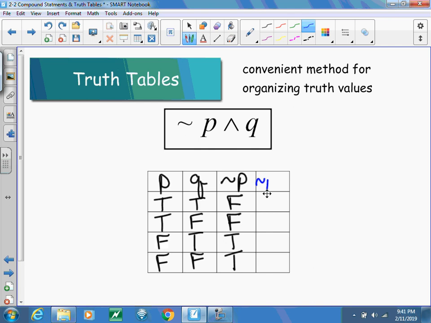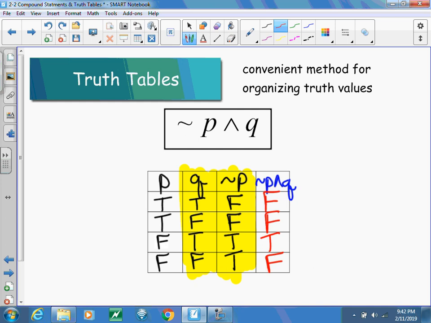Now what I can do is in my last column here, I can do the conjunction of them, the negation of P and Q, which means that we're going to take the negation of P, which is this column here, as well as Q, and we're going to look at the compound statement between the two, so we are looking at and. The only way it can be true is if both are true. So I have a true false, that means the statement is false. False false is false. True true is true, and a false true is false. So we have 1 true and we have 3 falses.